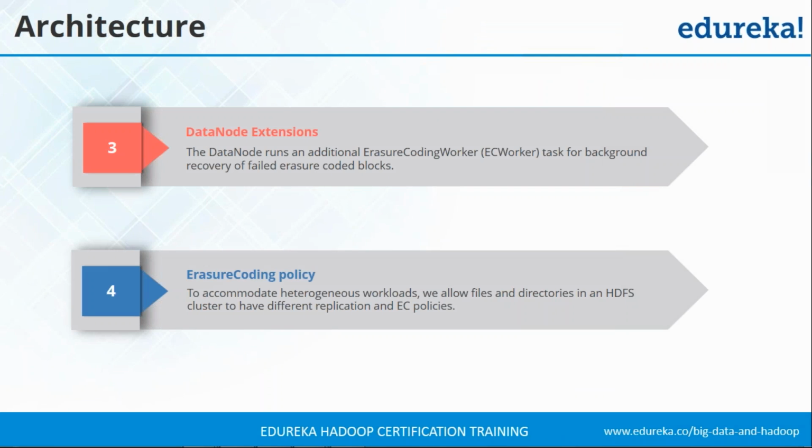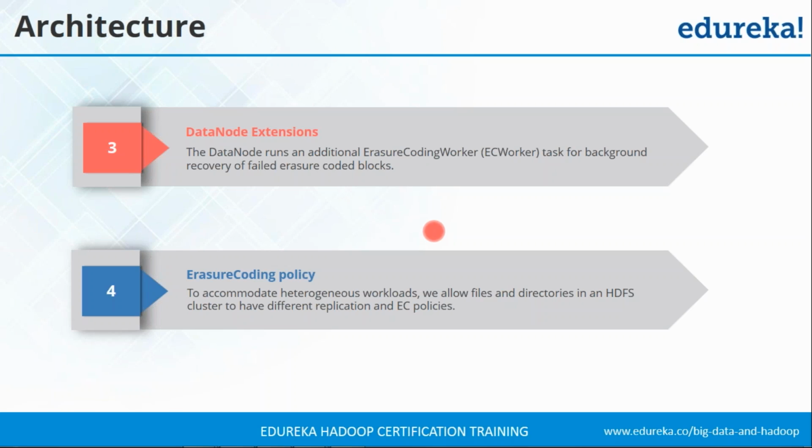Now the fourth point is Erasure coding policy. Basically it determines what sort of Erasure coding schema will be used and on what basis you'll divide or split your data blocks. It can be on the basis of bits or it can be on the basis of size. So on what basis you'll do that, this is basically what Erasure coding policy is.